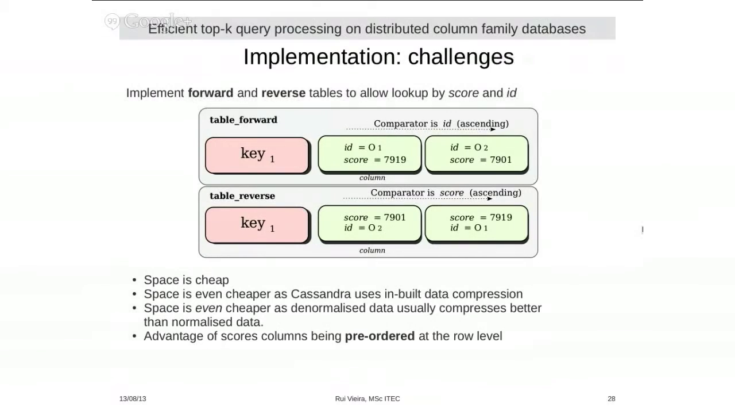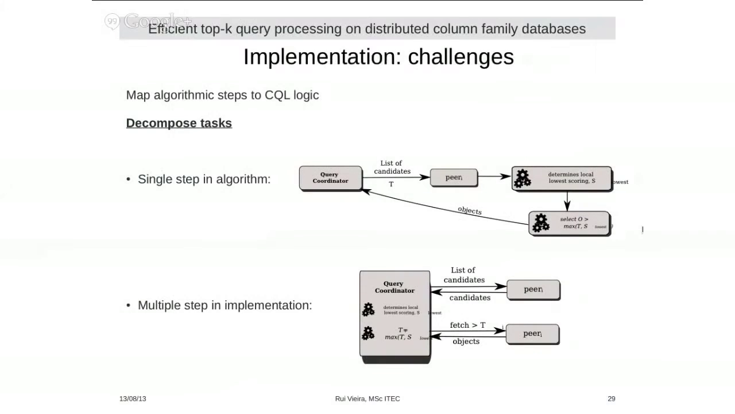This is not a problem because space is cheap. Cassandra uses built-in compression, which makes it even cheaper, I guess. And denormalized data obviously compresses very well. We also have the advantage, for instance, in the parts of the algorithms where we have to ask for pairs above a certain threshold, that all the columns are pre-ordered at the database level, so we don't have to worry about that.